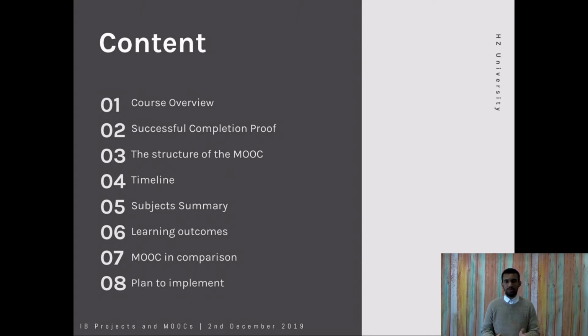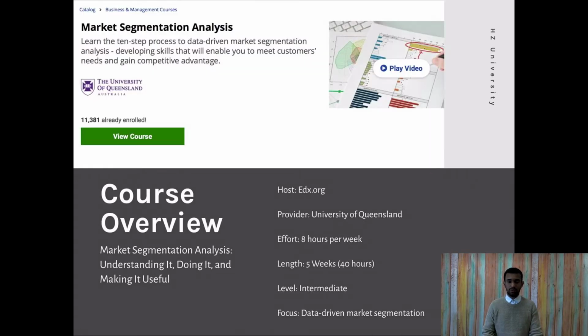Next, we'll have the subject summarization. This will be followed by learning outcomes and what we have learned from this course. And finally, we have point number 7, which is my MOOC comparison, and number 8, which is planned implementation, which will give a real live example of how I have benefited from this course. So yeah, let's start by looking into the course overview.